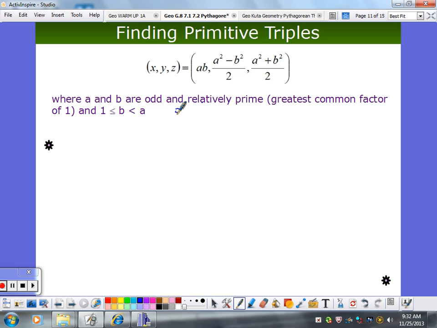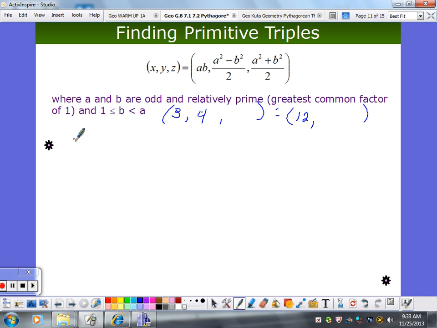Let's see if it works with 3, 4, and 5. So if I pick 3 and 4 as A and B, and I'm trying to find the fourth thing, this says that you do 3 times 4 to get the first one, A squared minus B squared. So let's see. That's what, 16 minus 9.